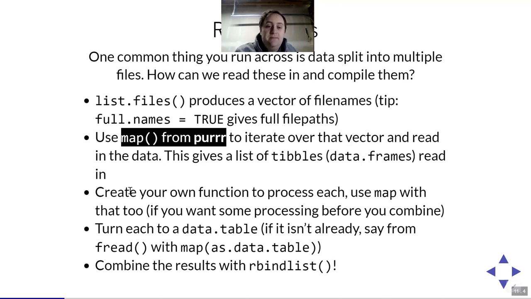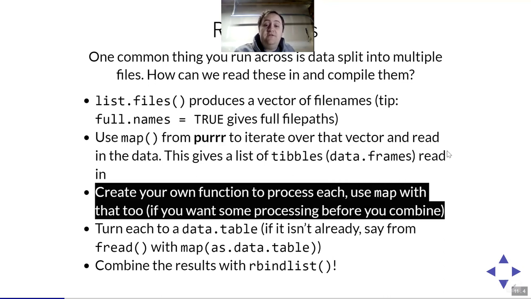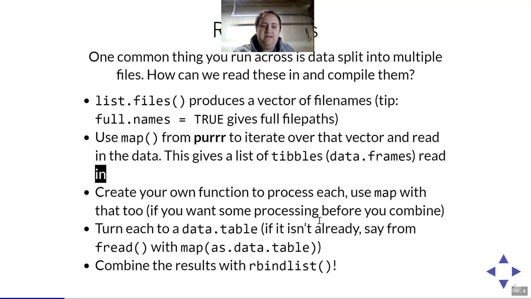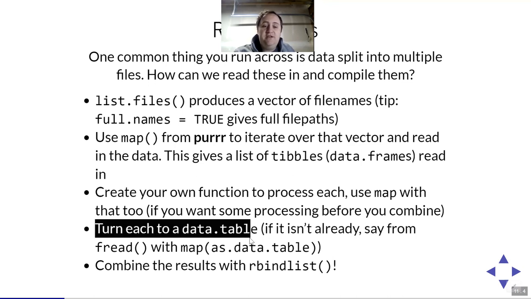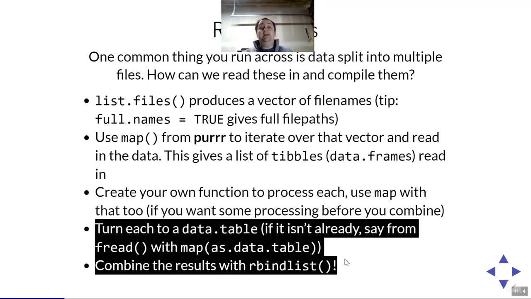Or data tables, perhaps. Then you will want to have your own function that you can process each of those files that you put through map. Like I said, you can do some processing. You can turn them each into data tables and then combine them with rbindlist. rbindlist is a data.table function that takes a list of data tables and just stacks them all on top of each other. And then you will have a combined data set.